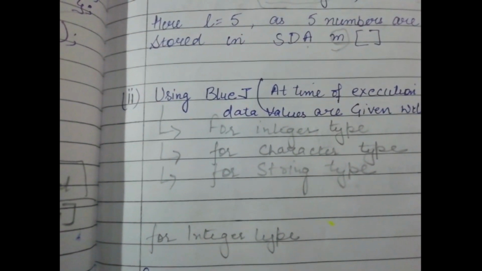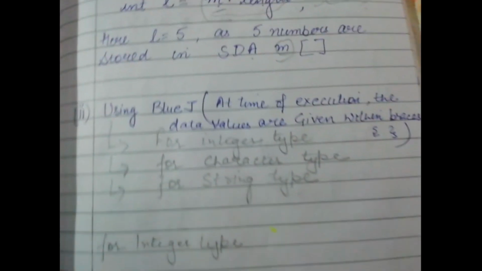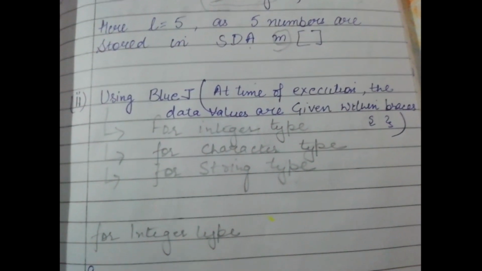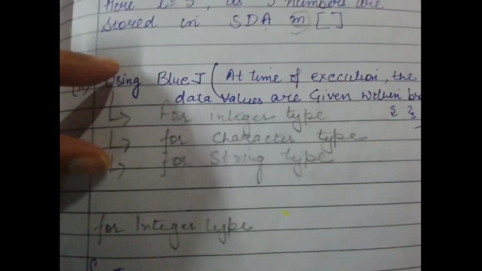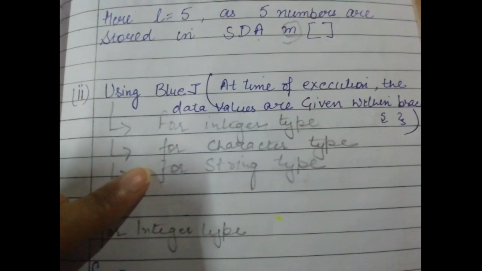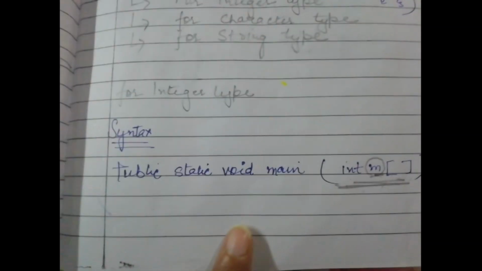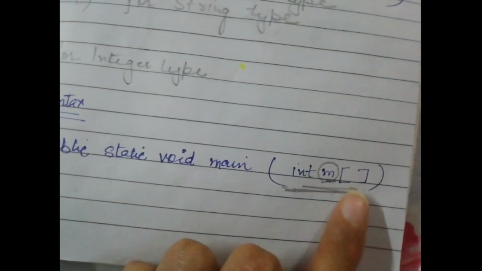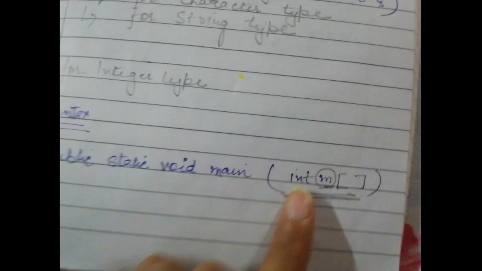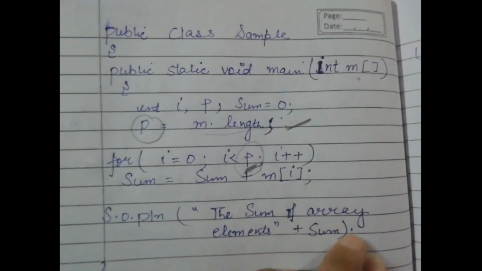So next is the second type. First we discussed the assignment statement. Second we will discuss using BlueJ. So at the time of execution, the data values are given within the braces. Like the assignment statement, we have 3 types: integer, character and string. For the integer data type, you have to pass the array as an argument to the main function. So this is the example.